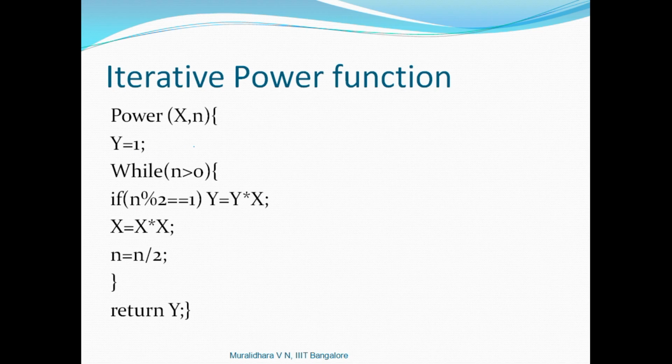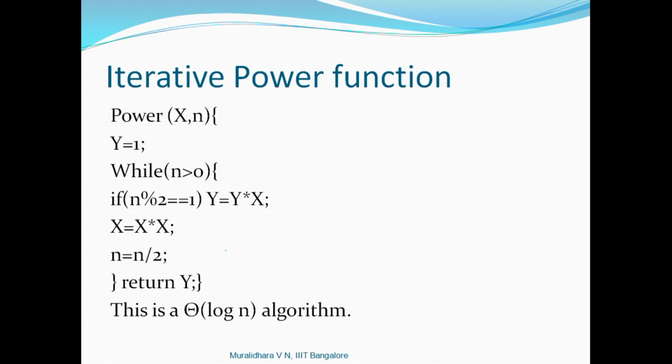So here x to the power n is what we want to compute. I have a variable y. So at the end of the algorithm, I will return the variable y. As long as n is greater than 0, I go inside the loop. If n is odd, then I update my y to be y into x. After that, I square my x, and n is updated as n by 2. That's all.